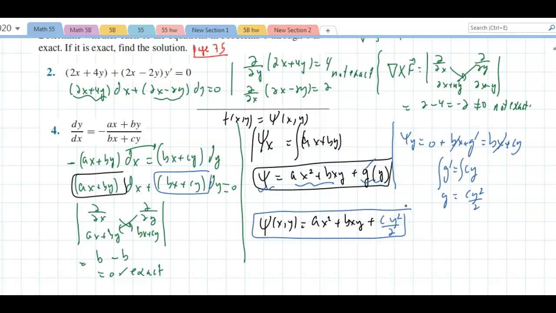If you take the partial of this with respect to x, you should get that, and you take the partial with respect to y, you should get the other. Now, this is what they do here, though. They set this equal to k, and they let k always equal 0. So if you look at the equation will read ax squared plus bxy plus cy squared over 2 equal to k.